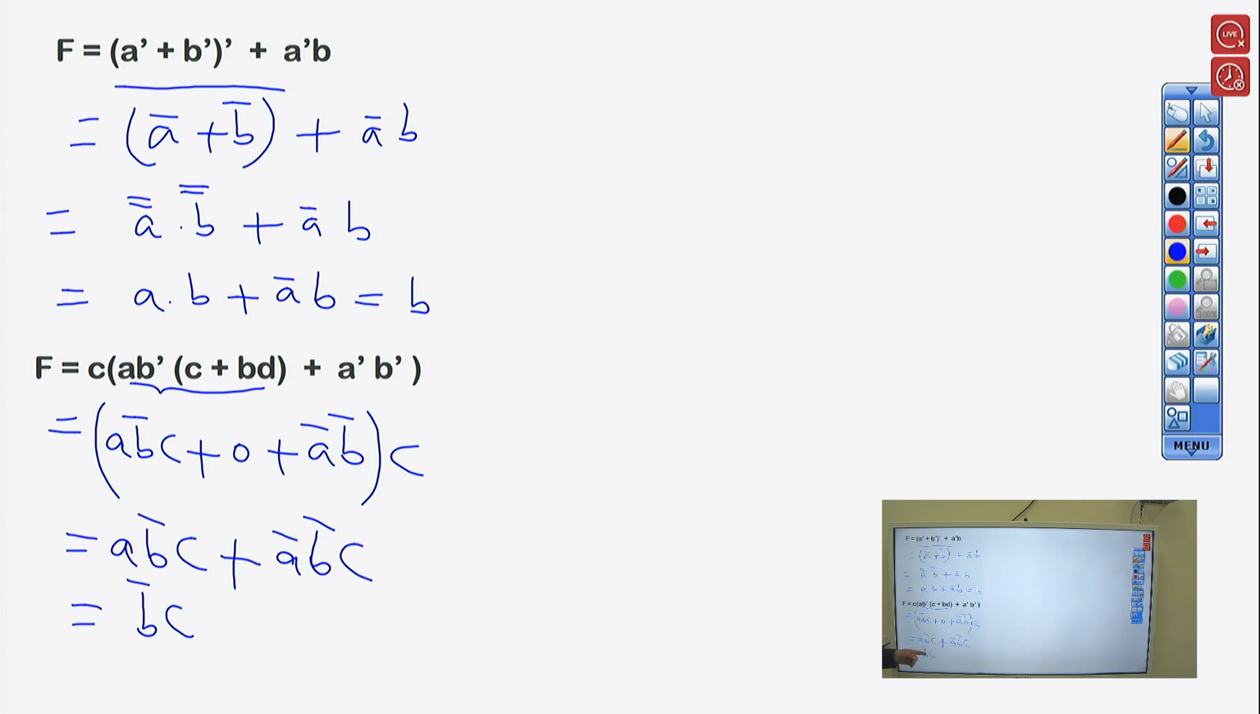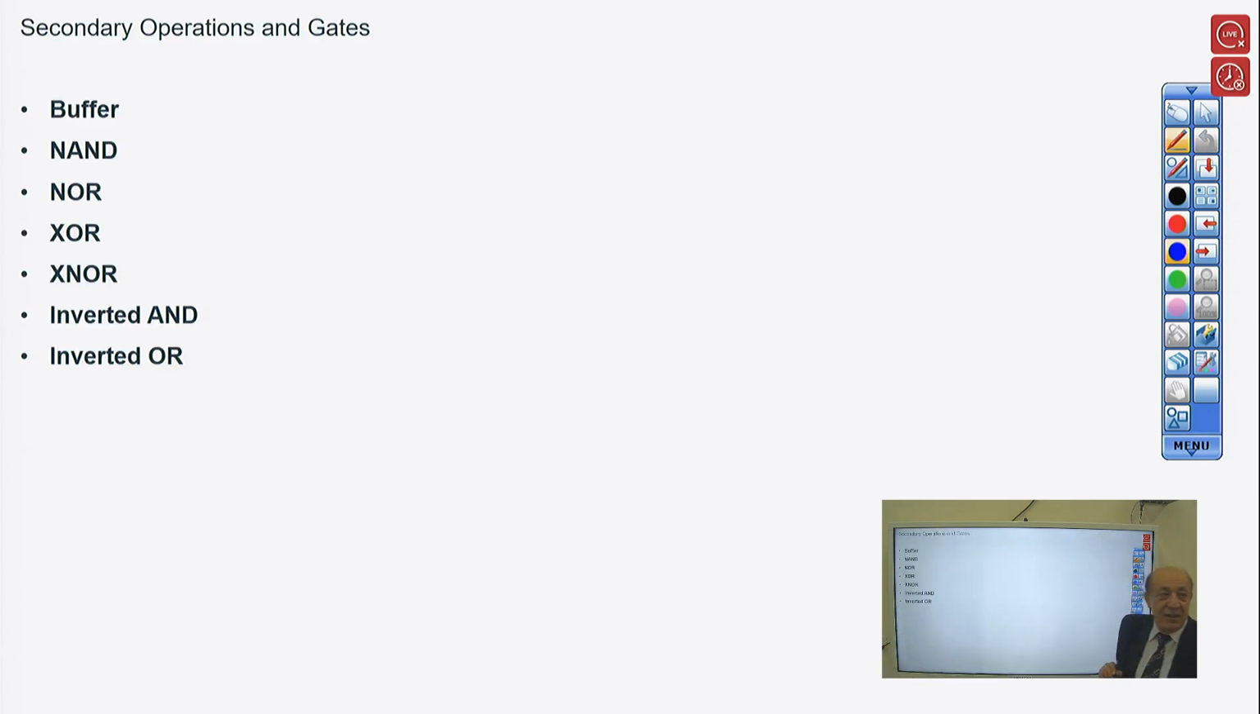This is the function in its minimal form. Minimal form means that we cannot simplify the function any further. For this lecture, thank you. We will move next to the secondary logic gates.